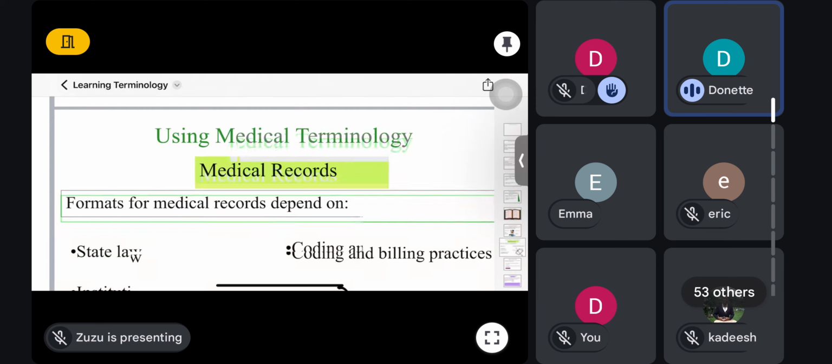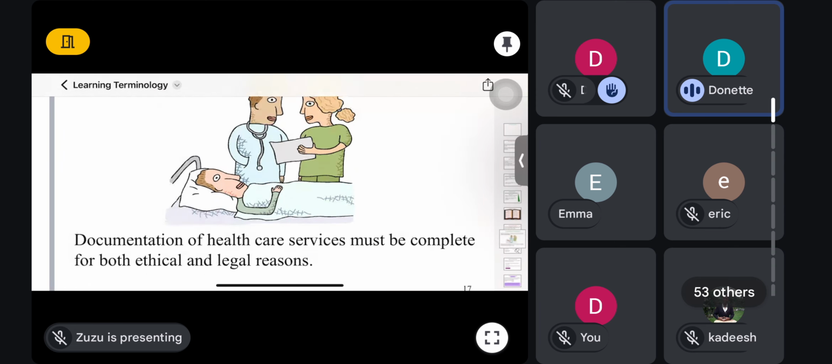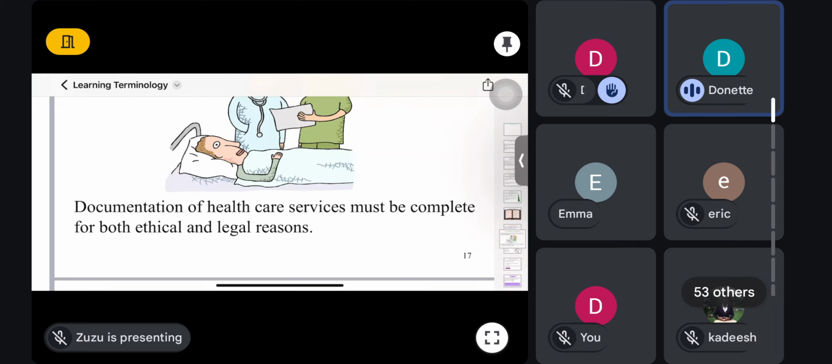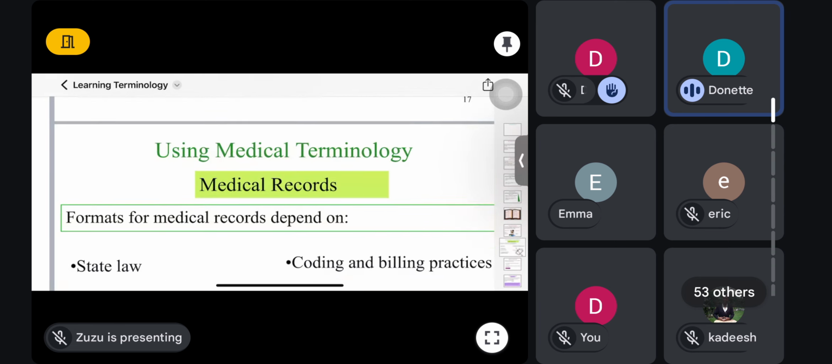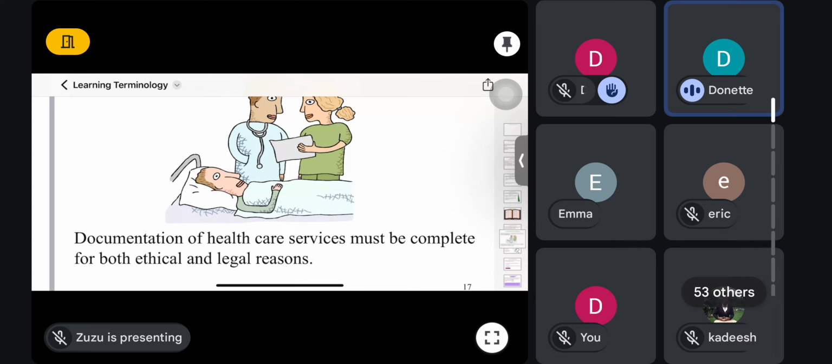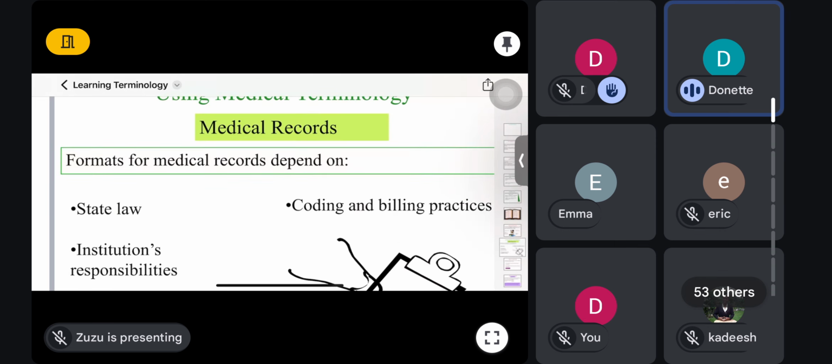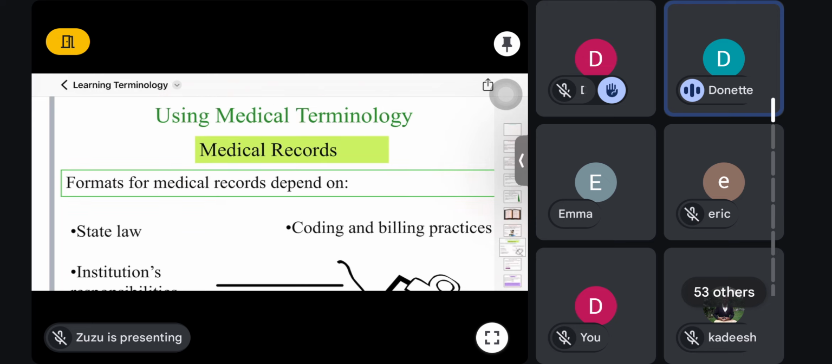So when you're documenting patients' records, it is easy in a medical context to write the first name of the patient. But there are patients that could have the same first name and the same surname. Or you could have three patients on a ward with the same first name, same surname. So there needs to be other things that distinguish the patients. The bed number may be one of them, and it is tempting to choose the bed number, but the bed number can change also. So the patient's age, the patient's sex, patient's diagnosis. Medical terminology is instrumental in both verbal and written communication. You may say it, but it needs to be written. Documentation of healthcare services must be complete for both ethical and legal reasons.